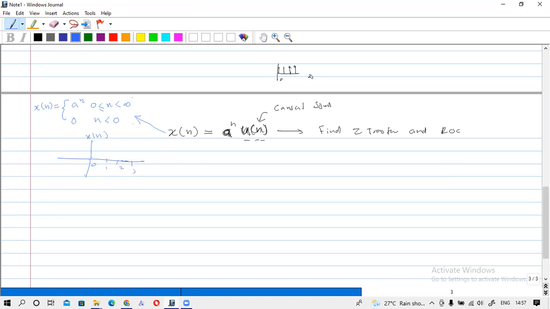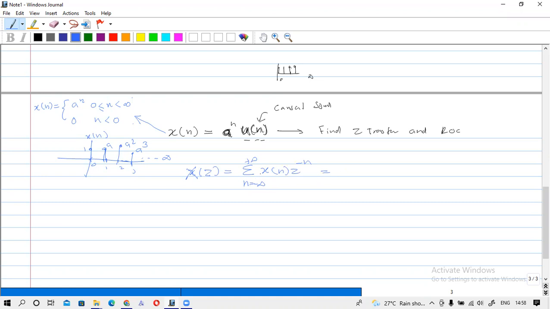At 0, it is a to the power 0, so that is 1. At 1, it is a. At 2, it will be a square. At 3, it will be a to the power 3, and so on up to infinity. If you see the z transform X(z), it will be the sum from n equals minus infinity to plus infinity of x[n] z to the power minus n.